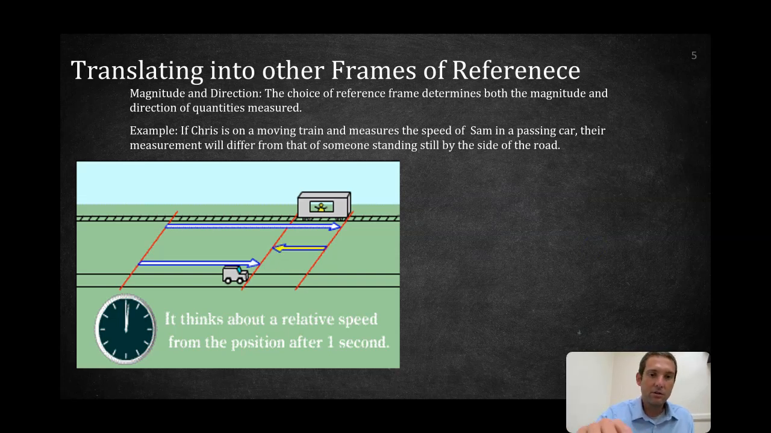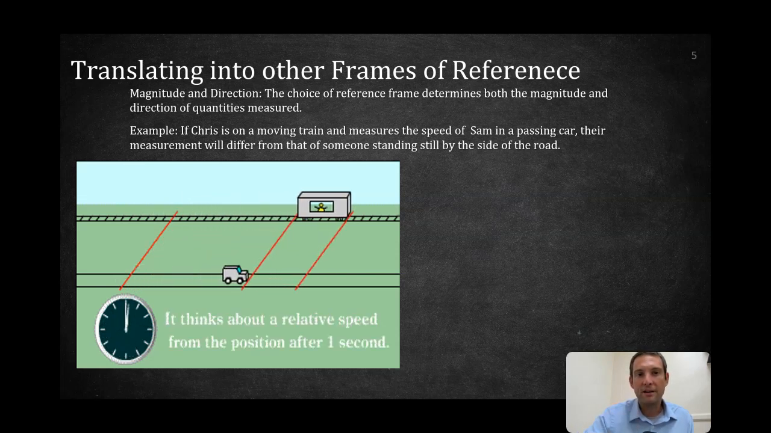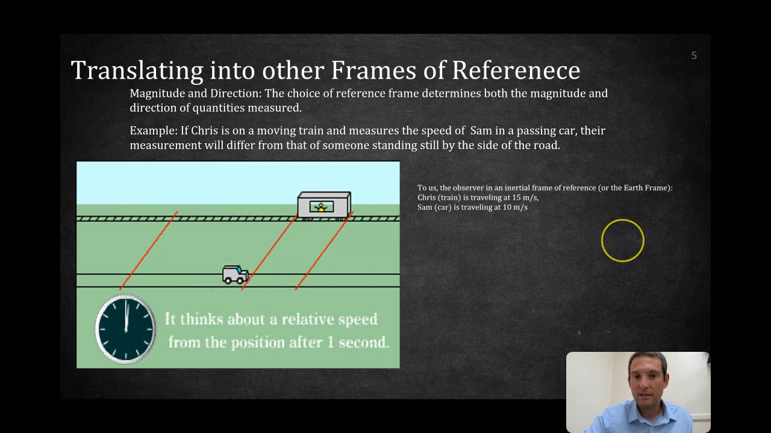So I've got the little cartoon here. Example: if Chris is on a moving train and measures the speed of Sam in a passing car, their measurement will differ from that of someone standing still by the side of the road. To us, the observer in an inertial frame of reference, or not moving frame of reference, or the earth frame, as it's sometimes known, Chris, who's on the train, is traveling at 15 meters per second. Sam, who's in the car, is traveling at 10 meters per second. We are not moving, so we're moving at 0 meters per second.